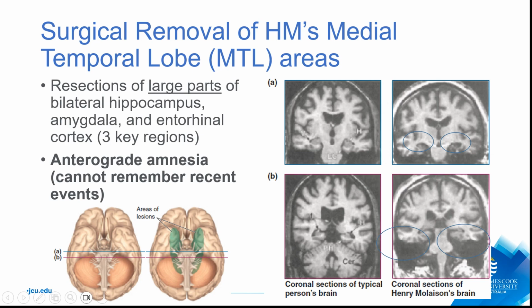So he had large parts of his bilateral hippocampus, amygdala, and entorhinal cortex removed. Three key regions of the MTL. Consequently, what he reports primarily is anterograde amnesia. We just call it AA. For events that happened very long ago, like during his childhood, he can still remember. But recent events, he will have difficulty. So he does experience retrograde amnesia, but of course the most prominent is always anterograde amnesia. What's happening right in front of him, the next day he will forget.